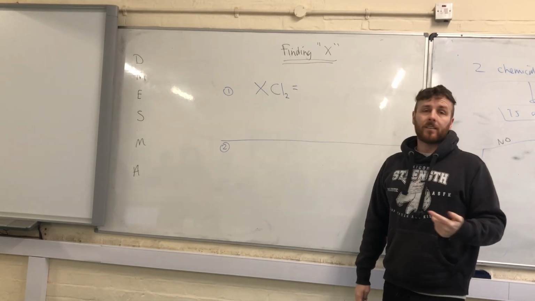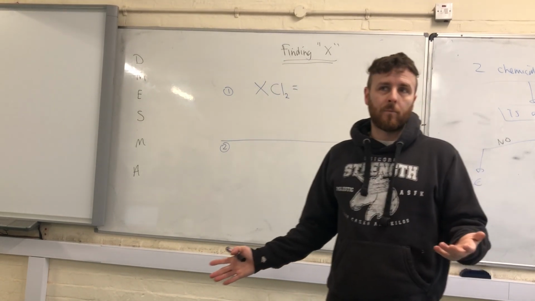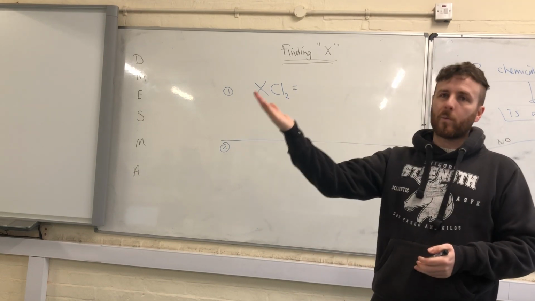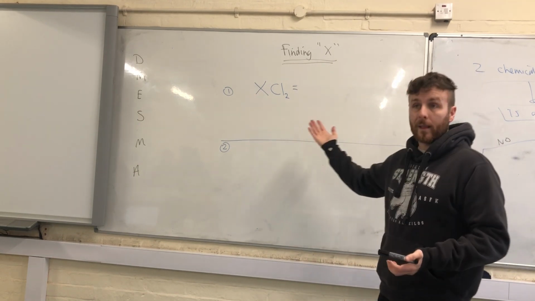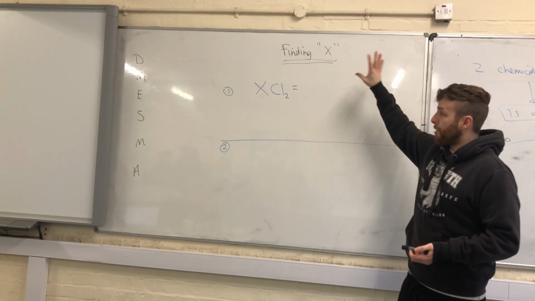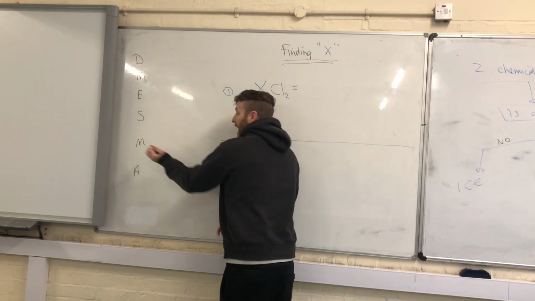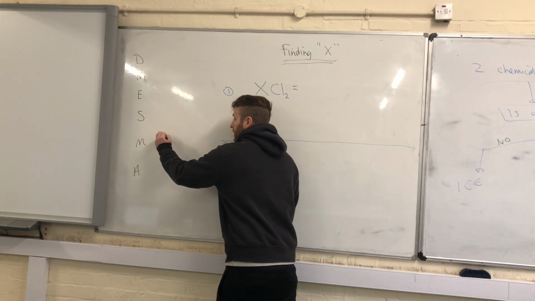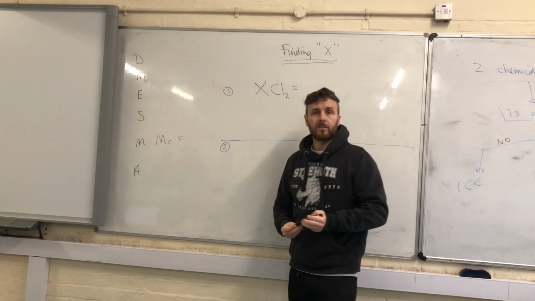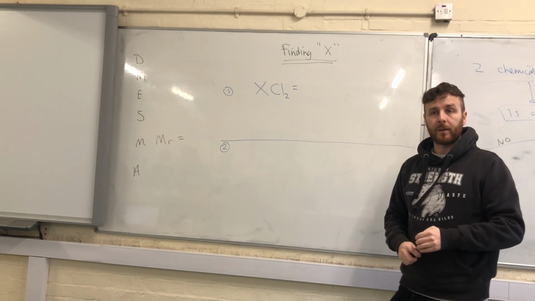What it's really asking you to do is find the MR. Because if you know the MR, you can look at the periodic table and figure out what element it is. So in a finding x question, this last moles equation here is going to start MR equals. That's the first thing to realise.